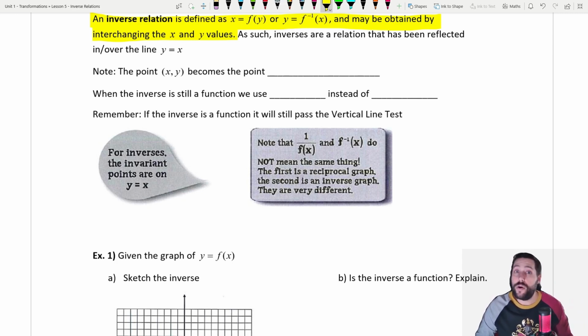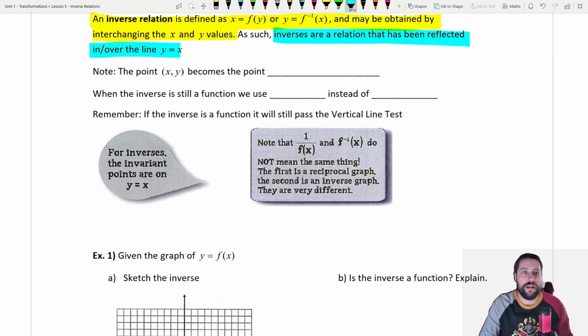As such, inverses are a relation that has been reflected in and over the line y is equal to x. So inverse relations are reflected over this particular line. So note the point x, y becomes the point y, x.